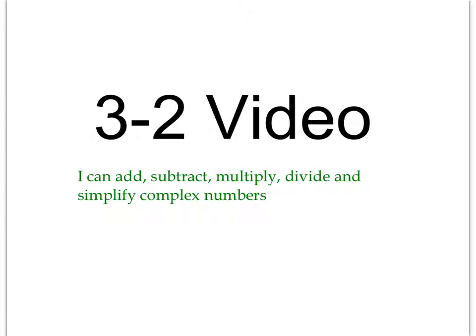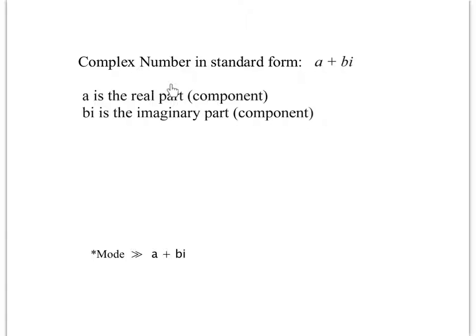Alrighty, let's go. A complex number, an imaginary number, in standard form is written a plus bi, where a is the real part and bi is the imaginary part. An example would be something like 3 plus 2i, or negative 4 minus i. In the first, 3 is the real part and 2i is the imaginary part. In the second, negative 4 is the real part, and negative i is the imaginary part.